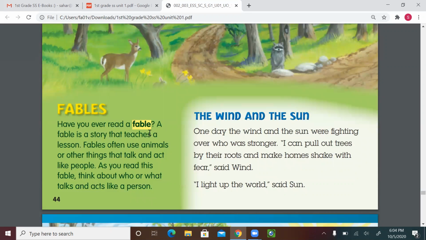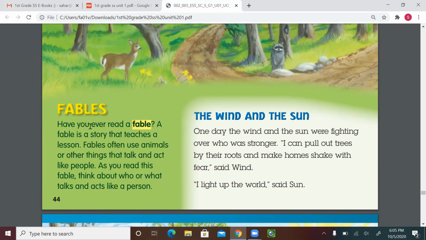Have you ever read a fable? A fable is a story that teaches a lesson. Fables often use animals or other things that talk and act like people. As you read this fable, think about who or what talks and acts like a person.